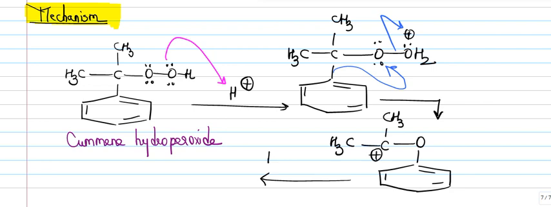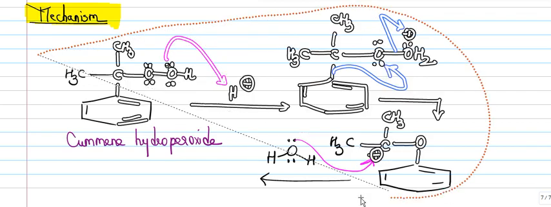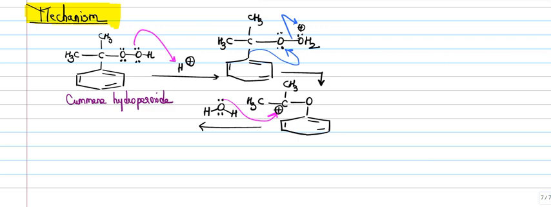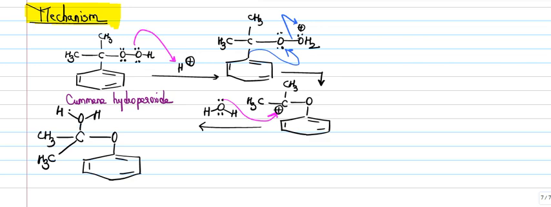This positive carbon is now attacked by the medium itself, which is water. Water attacks that carbon, and we therefore end up getting another intermediate. Let us find out what intermediate we get. We get something here: O, C, CH3, CH3, H, and plus. So this is basically the intermediate.